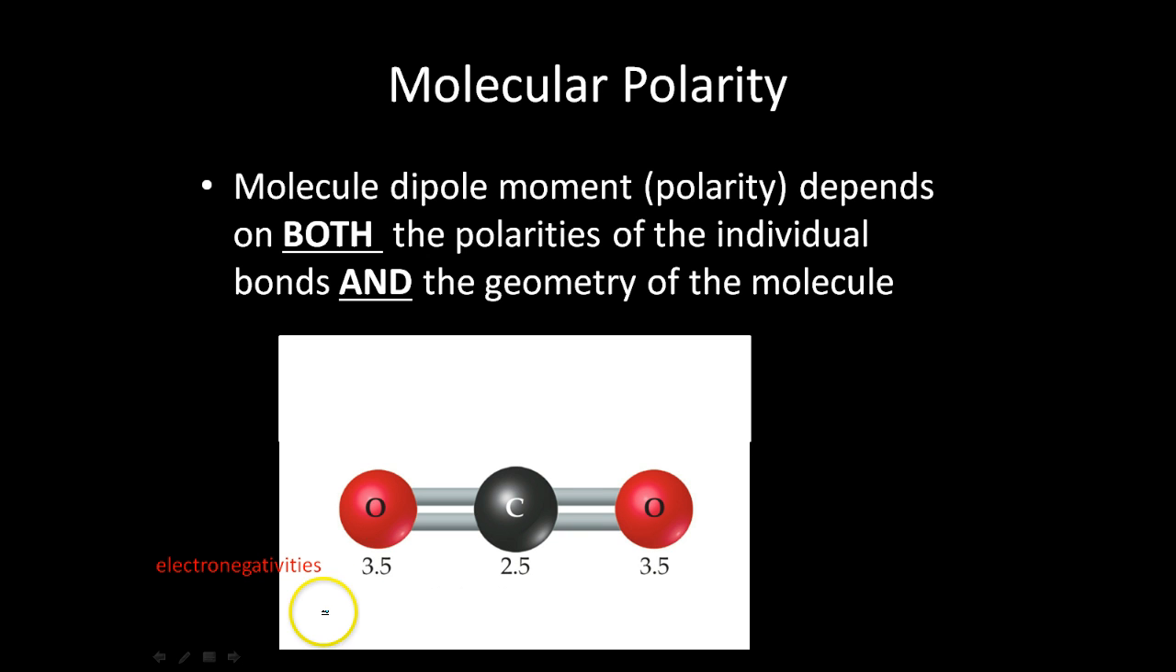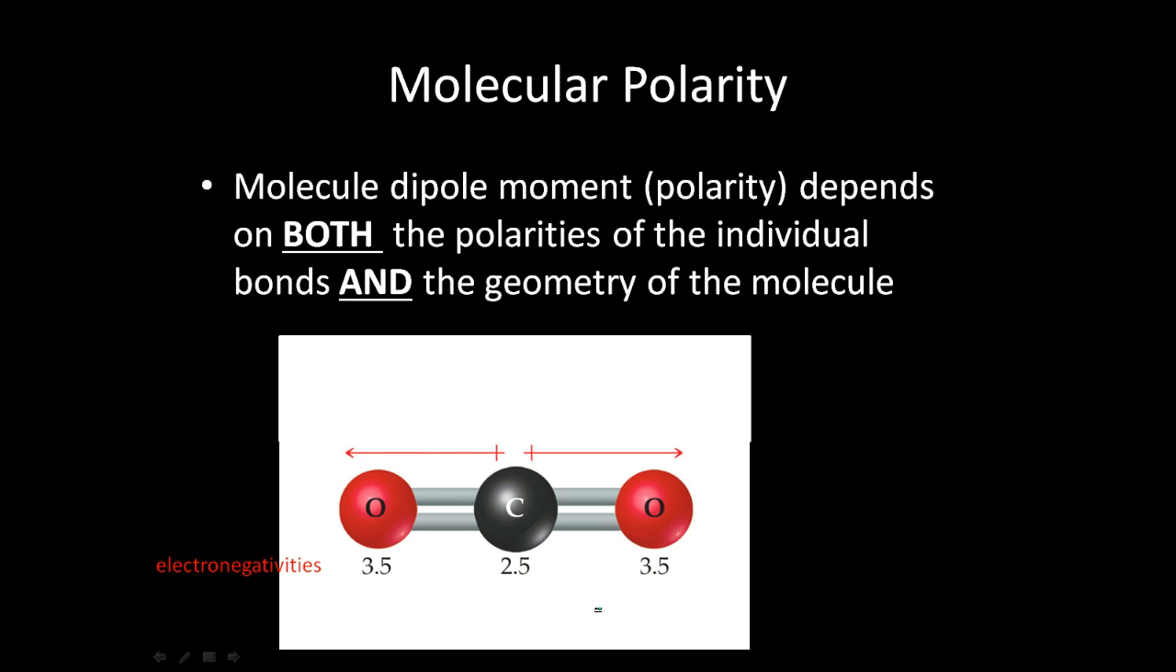So remember, right here underneath each of these atoms, I'm showing the electronegativity. Any two bonded atoms that have a difference in their electronegativities of 0.5 or greater will have a polar bond. Or if it's a lot greater, it would be an ionic bond. But for this video, we're talking about polar bonds. Now, if you consider the direction of the polarity for these bonds, of course, the electrons are being pulled towards the oxygens here.